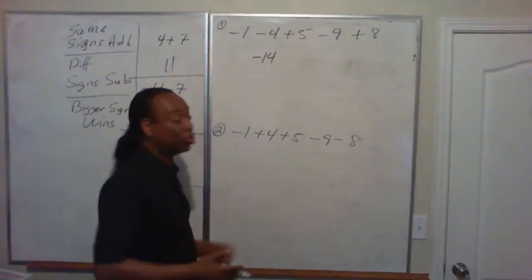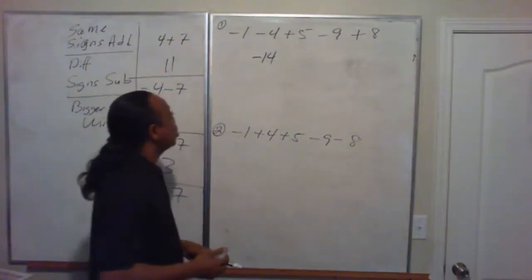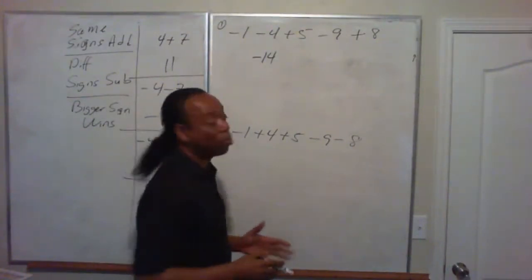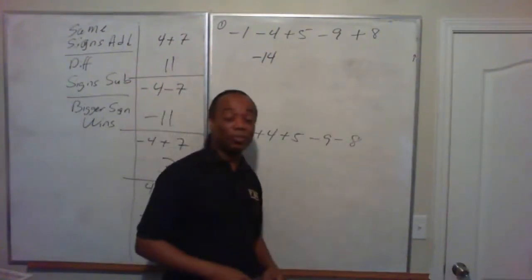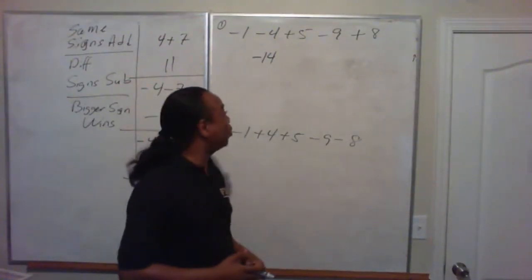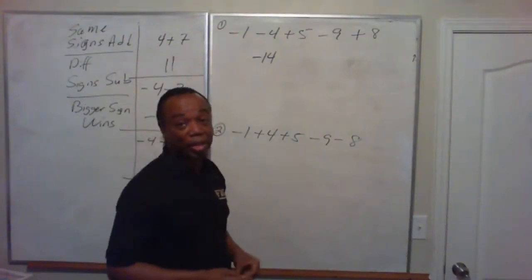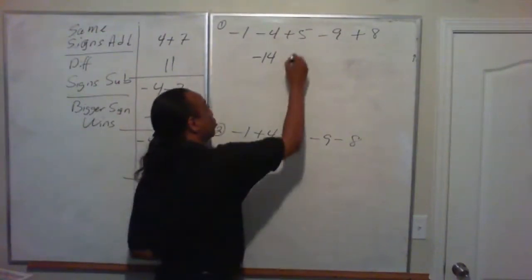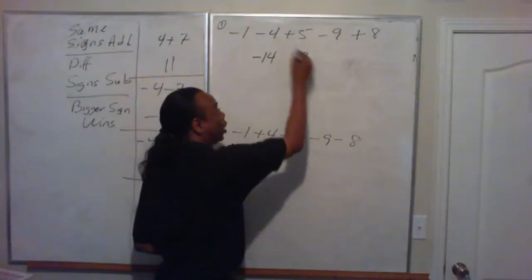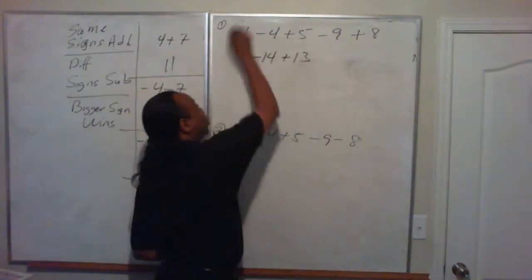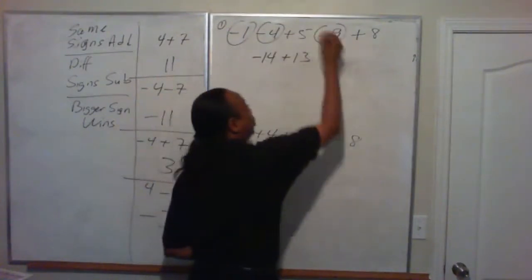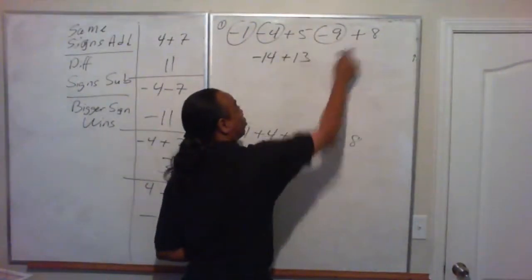So everybody wins. Now, we're going to put together all the positives. Those are the same signs. The 5 and the 8 are both positive. So we're going to add those together. Same signs add, and we'll get a 13. And the bigger sign for the 5 and the 8 wins. It's 13. So we put these three together, and then we put those two together.